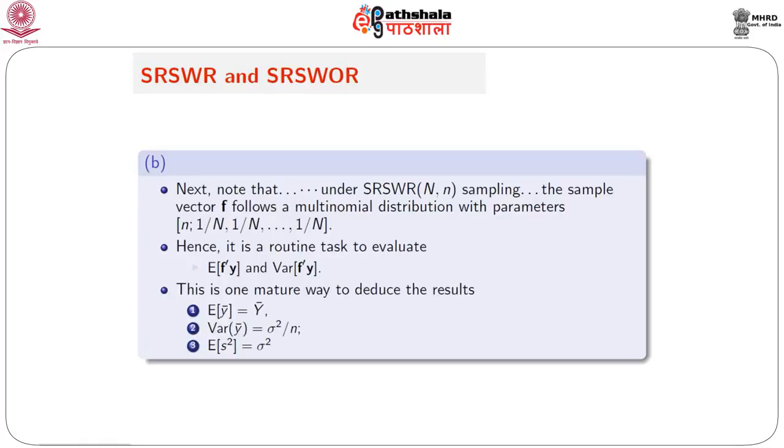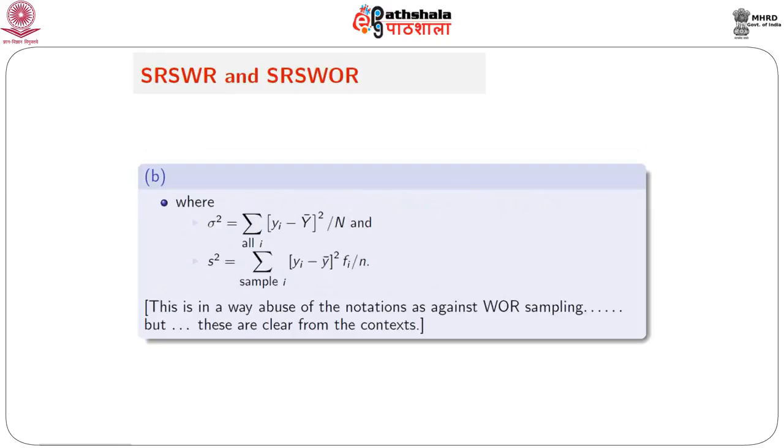Here is a mature way of proving this result. Expected value of little y bar equals capital Y bar, and variance of little y bar equals sigma square by small n, and the expected value of small s square equals sigma square. All these things follow from the computation of expected value of F prime y and variance of F prime y. In a way, these are mature ways of deducing these results. Where of course sigma square is the population variance with divisor capital N and small s square is the population variance with divisor small n.